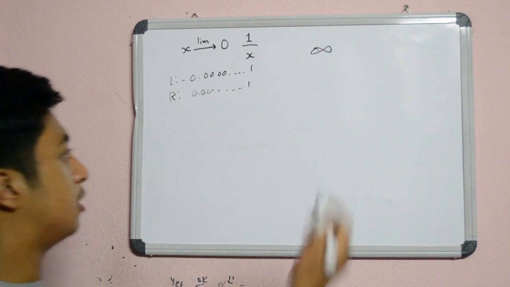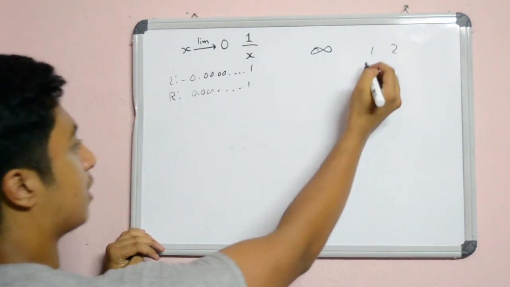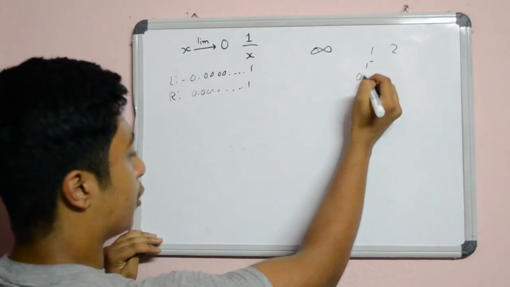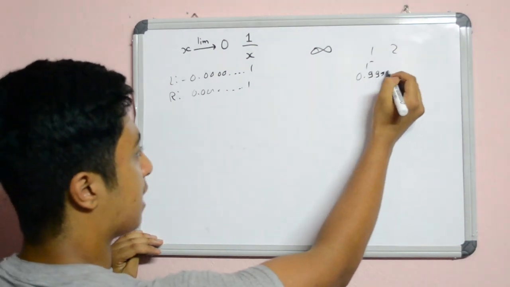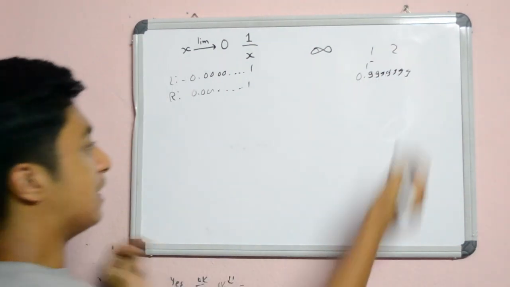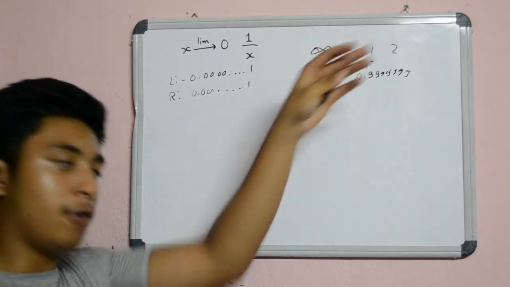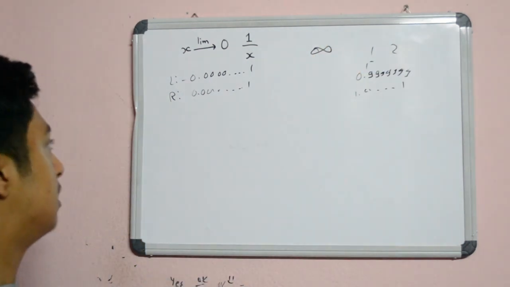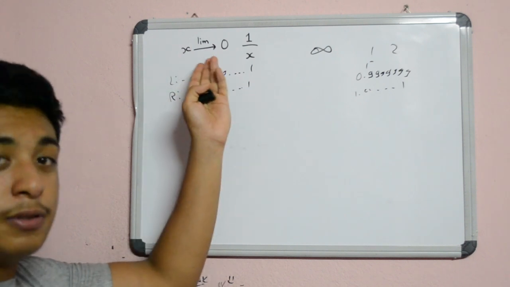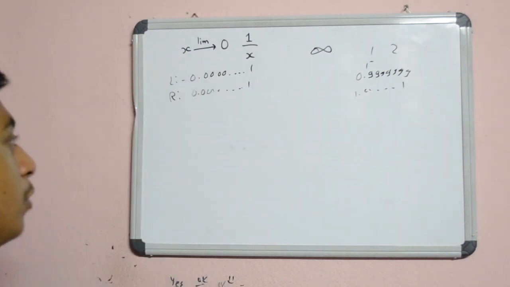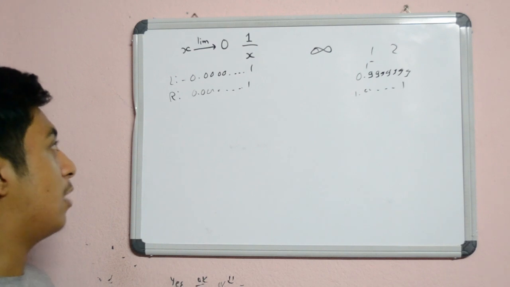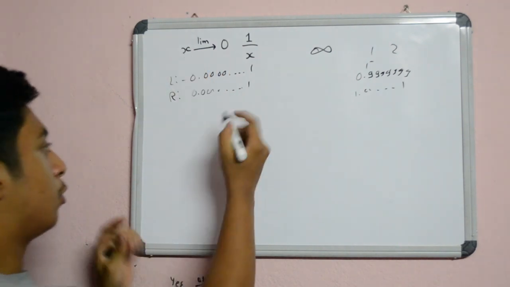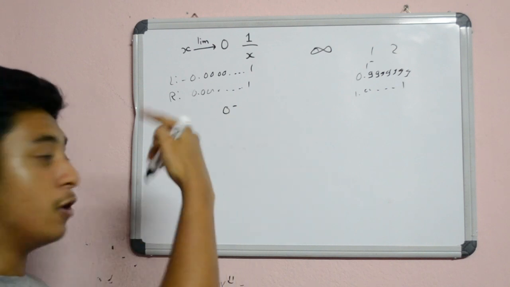But for other numbers such as 1 and 2, here the left hand limit of 1 means that from the left the number approaching it will be 0.99999, which is in fact positive, and from the right it will be 1.000 and so on and 1. So 0 is very interesting and very special when it comes to limits. Now let's see what happens when x approaches 0 minus. This is the notation for the left hand limit.